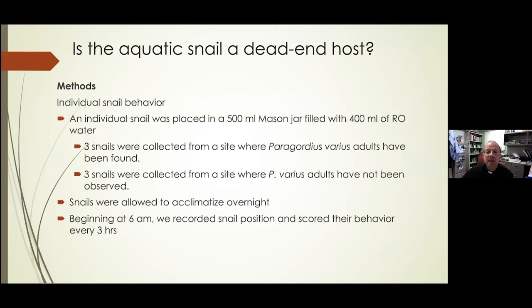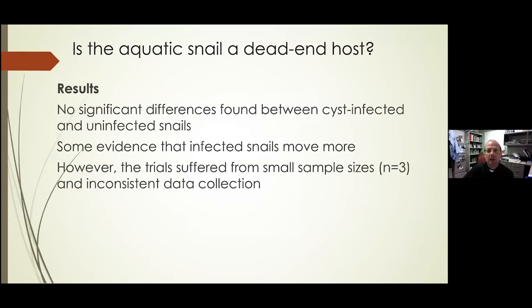What we did was we had mason jars, we filled them up with water. We had snails from a site where we knew horsehair worms were present, and snails from a site where we've never seen horsehair worms. We put one snail in each of these jars, and the snails were allowed to acclimatize overnight. Then in the morning, we got up early and measured their position and scored their behavior every 3 hours.